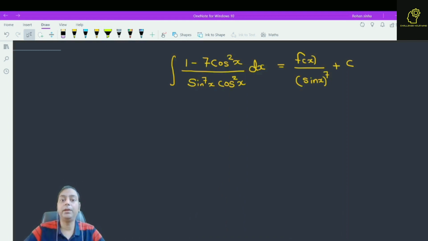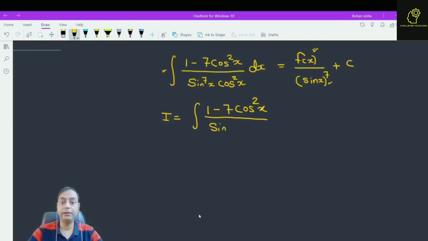Now, what is given? It is given that the integral of (1 minus 7 cos square x) divided by sin raised to 7 x cos square x is equal to f(x) divided by sin x raised to 7 plus c. Now, what we need to find? We need to find the value of this f(x). Let this be equal to I, which is the integral of (1 minus 7 cos square x) divided by sin raised to 7 x cos square x dx. So what we have done in this step, simply we have taken LHS as I.